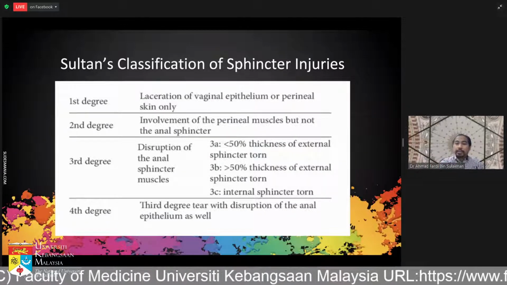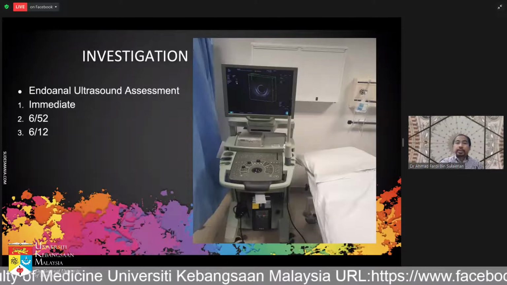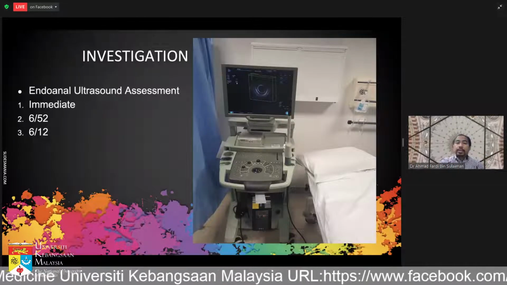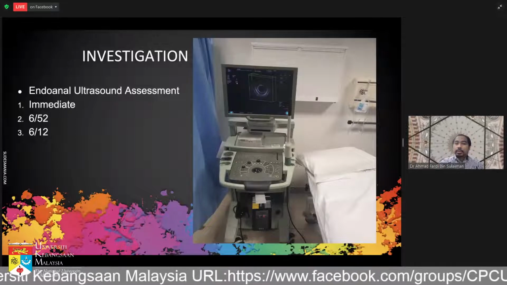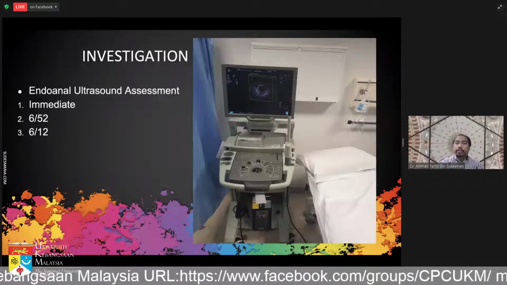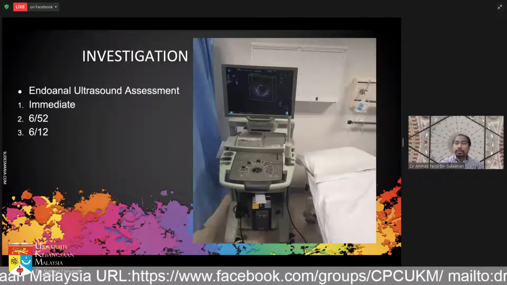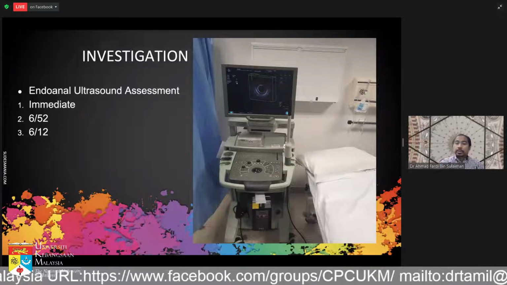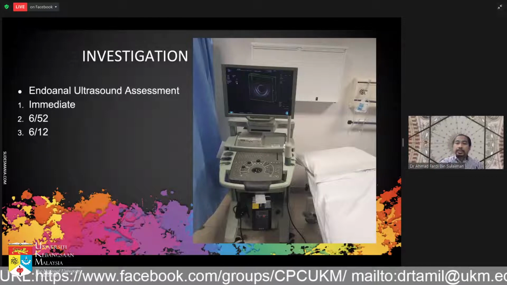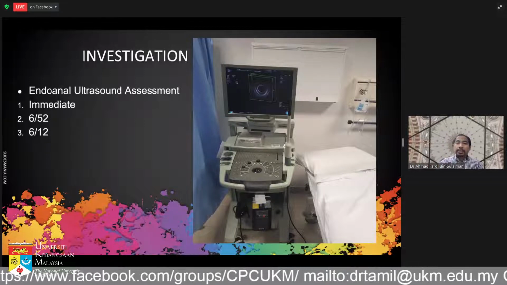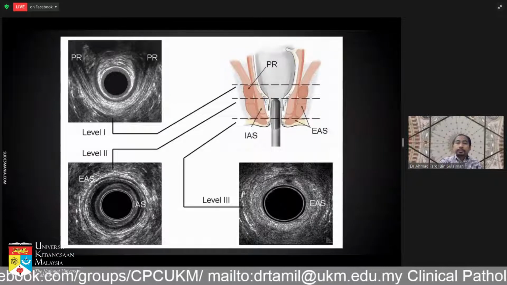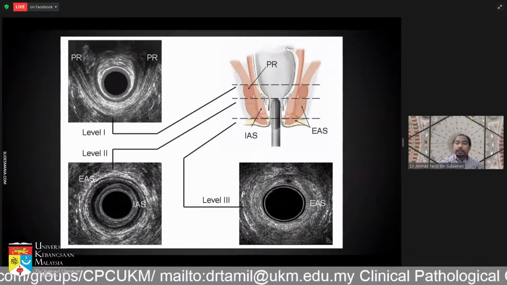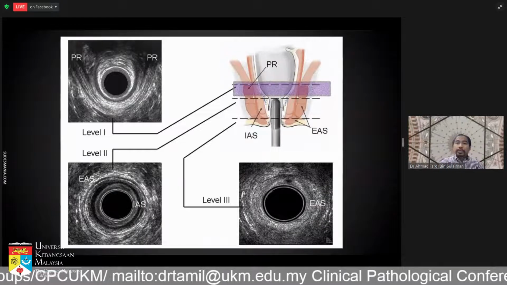What happened to this patient? Okay, and for investigation that may be available in certain centers, we are now in HUKM, SCTM, we do the endoanal ultrasound assessment. Immediate means during the examination under anesthesia, following that after the repair, 6 weeks and 6 months following the repair. Okay, this is a diagram of the endoanal ultrasound from the upper anal canal.